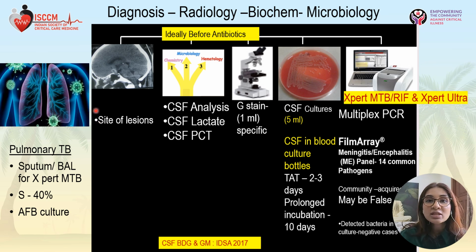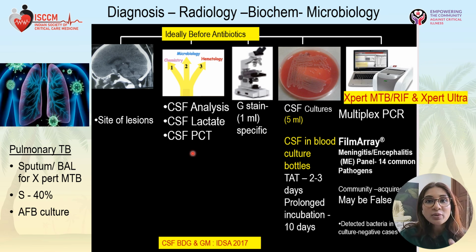So, a patient who is presenting with pulmonary findings, sputum or BAL, should be sent for Xpert MTB. But remember that even if the Xpert MTB is negative, even in a patient with miliary TB, it could still be tuberculosis because the sensitivity is only 40%.